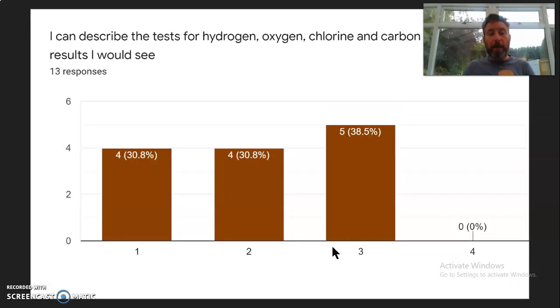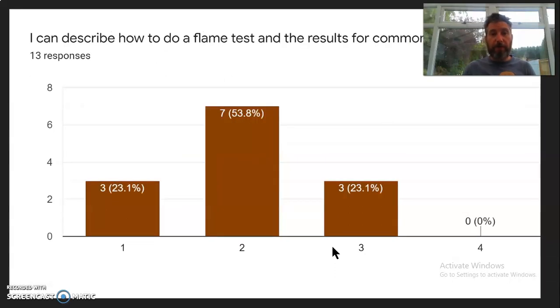Okay. Right, tests: hydrogen, oxygen, chlorine, carbon dioxide. That's separated us quite a little bit. So hydrogen is a squeaky pop test, oxygen relights a glowing splint, chlorine bleaches damp blue litmus paper, and carbon dioxide turns limewater milky. So if you don't know that, it's worth revising that. Right, flame tests. Generally pretty good on flame tests, so well done on that. I think most of us are fairly confident. Again, I assume the people who weren't, it's learning all of the colours.